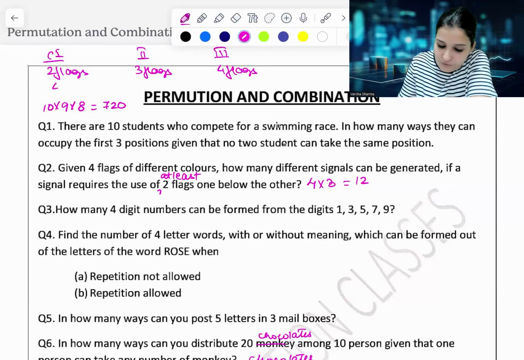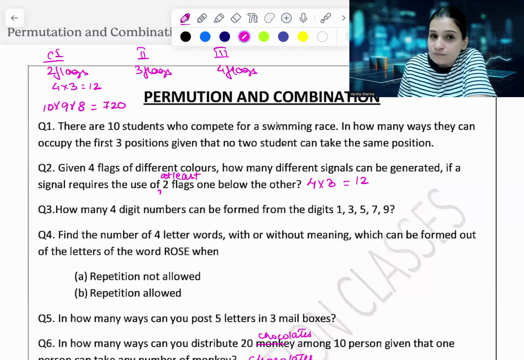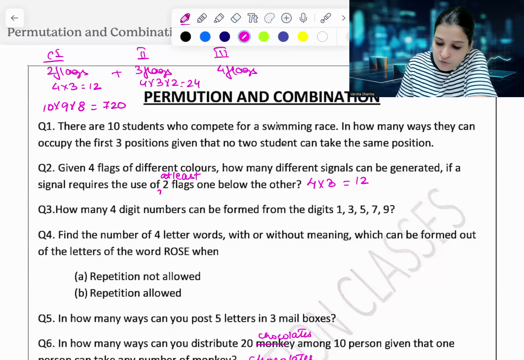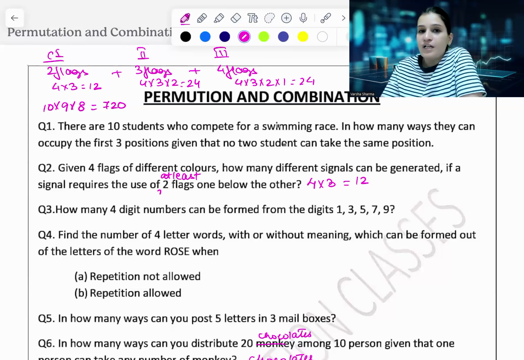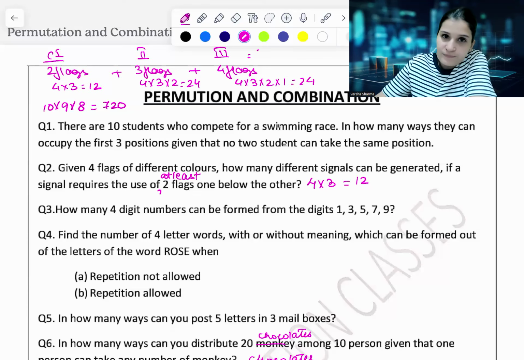So 2 flags, 4 into 3, 12. 3 flags, 4 into 3 into 2, 24. 4 flags, 4 into 3 into 2 into 1, 24. So it will be a total of, because I can either use 2 flags, or I can use 3, or I can use 4. So I'll add them. Total 60 possibilities.